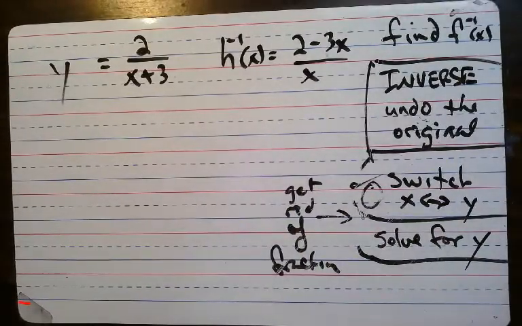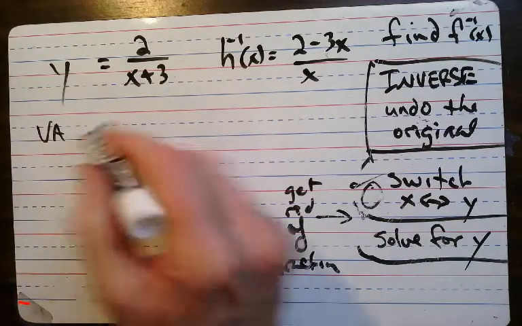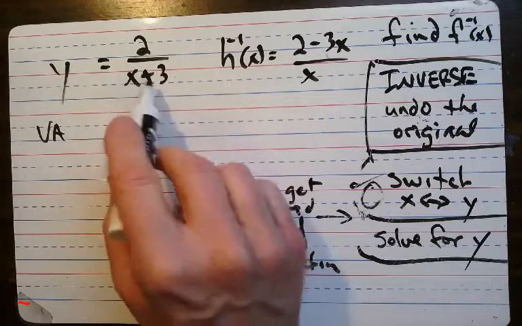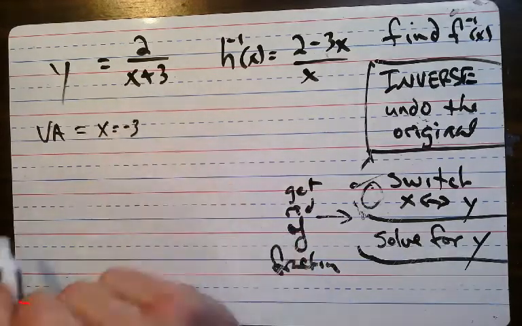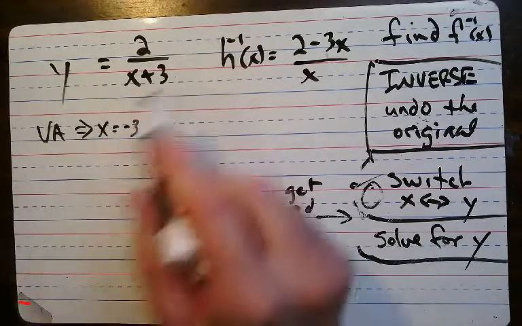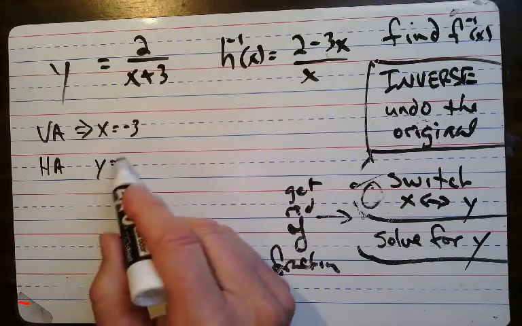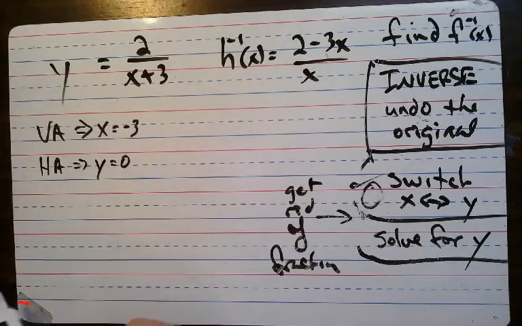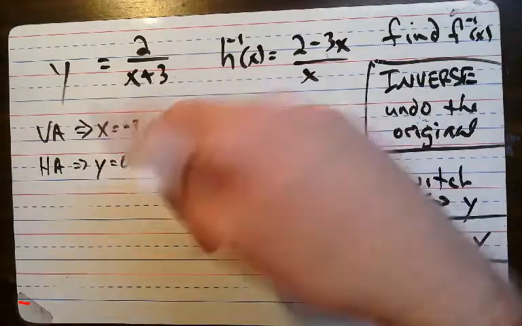If you're trying to prove it to yourself, you know that the vertical asymptote of this guy is what makes the bottom equal 0. Well, that would be x equals -3. X equals -3, the vertical asymptote. The horizontal asymptote of this guy is y equals 0. Now, whenever it's the inverse, they have to be switched.